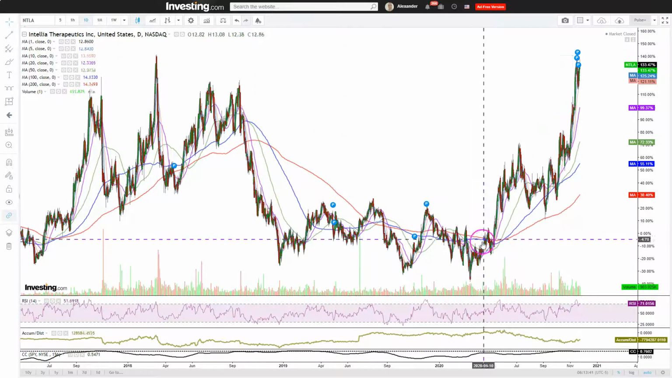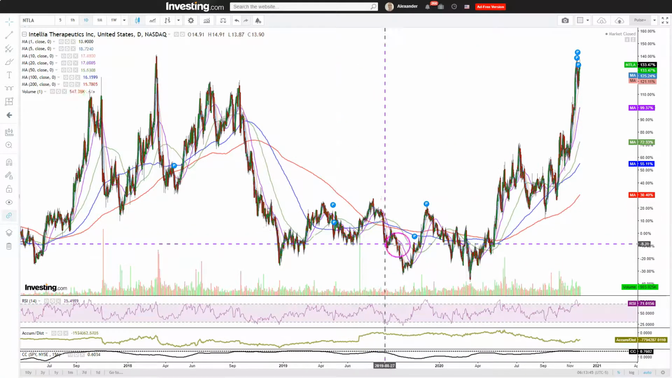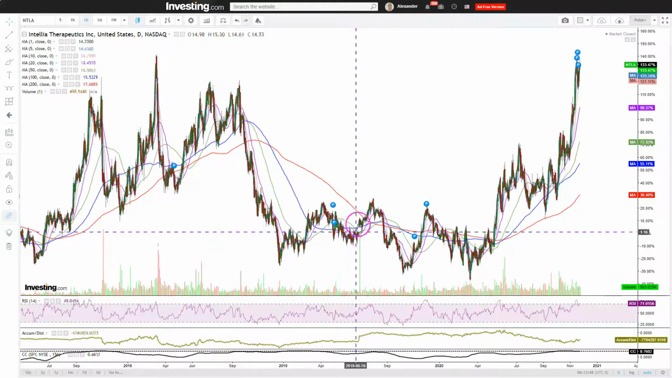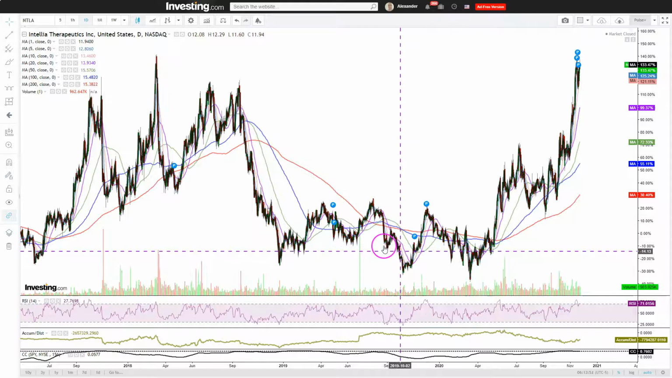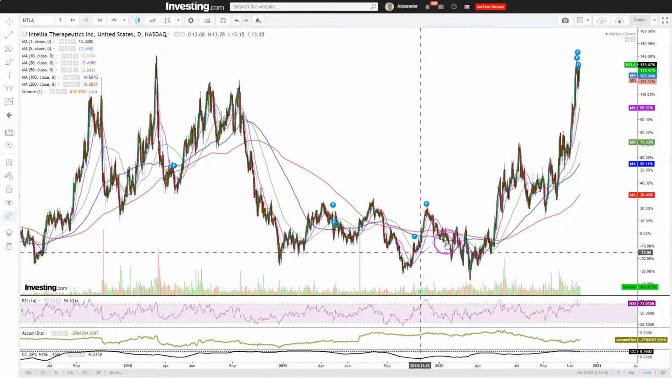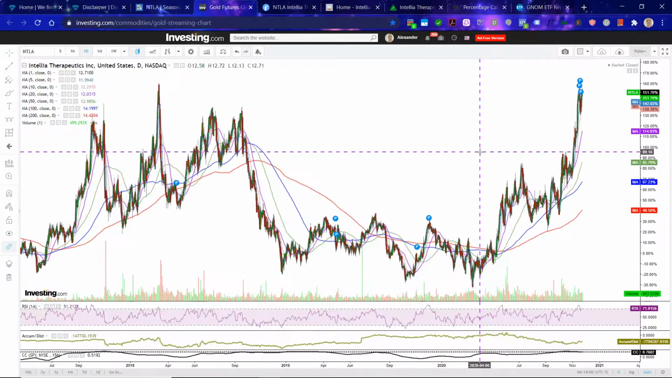We also had this inverse, well, kind of a messy inverse head and shoulders pattern. Some would say that this isn't really a head and shoulders, because the right shoulder is actually deeper than the head, hence it does violate the key principles. Okay, so that is the chart.